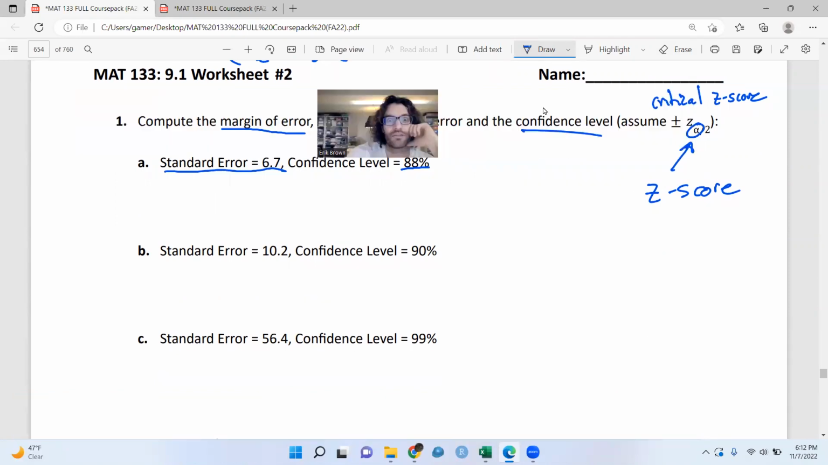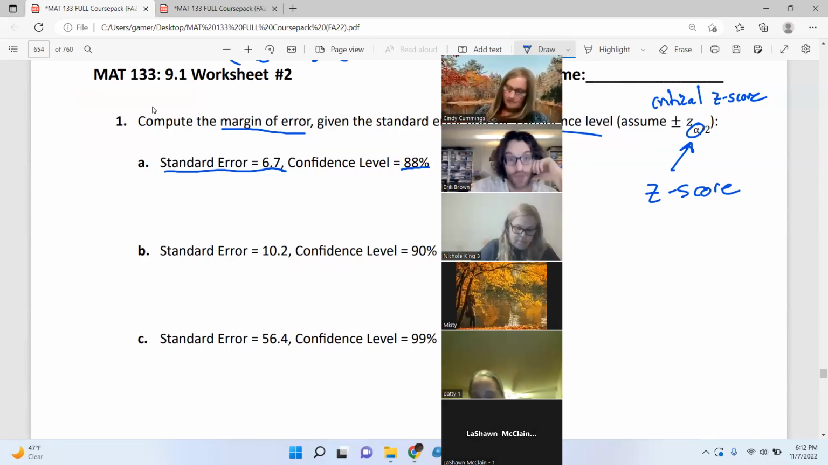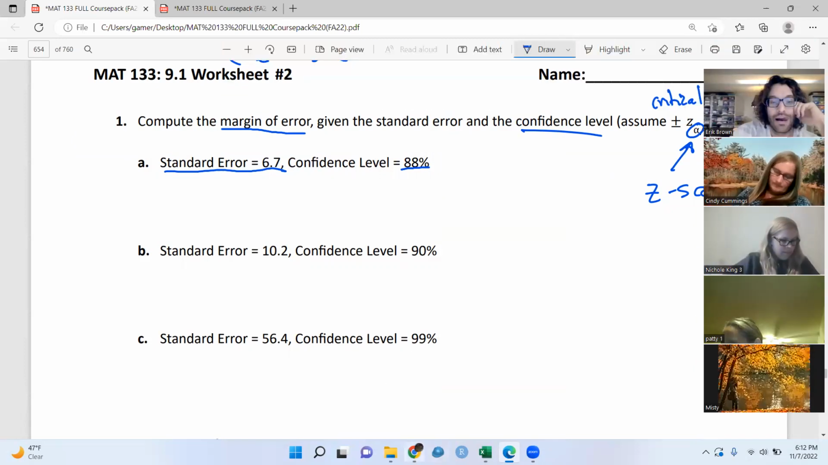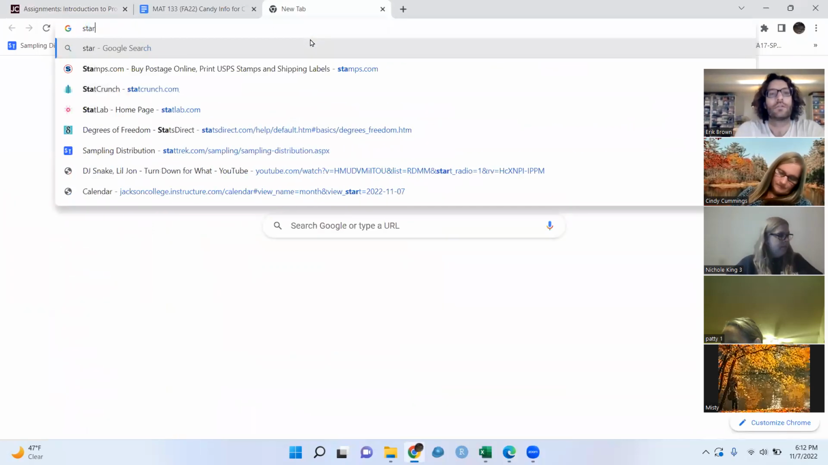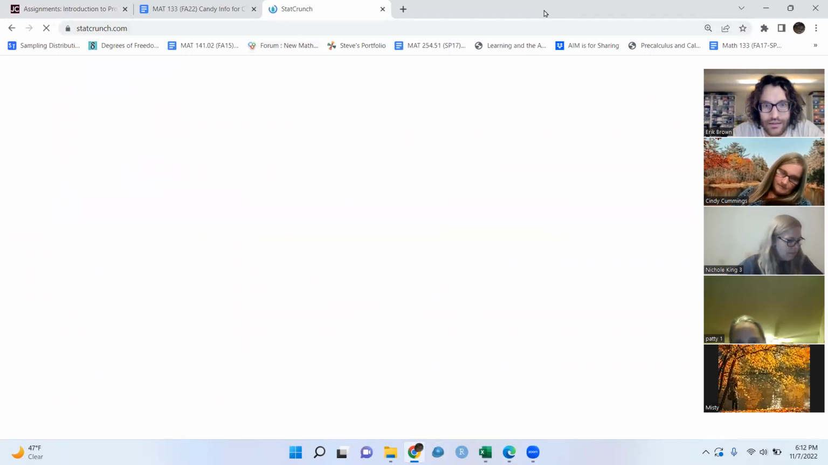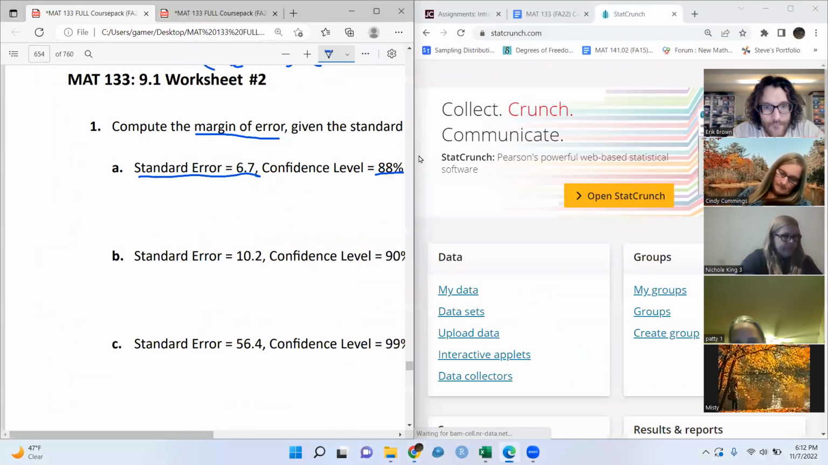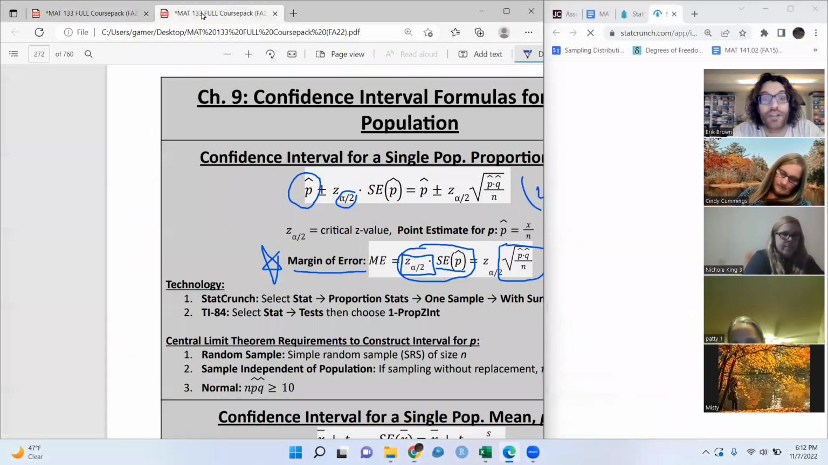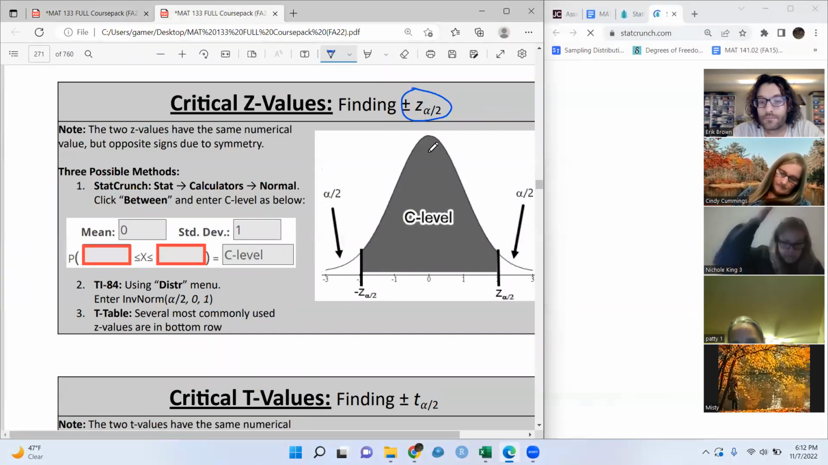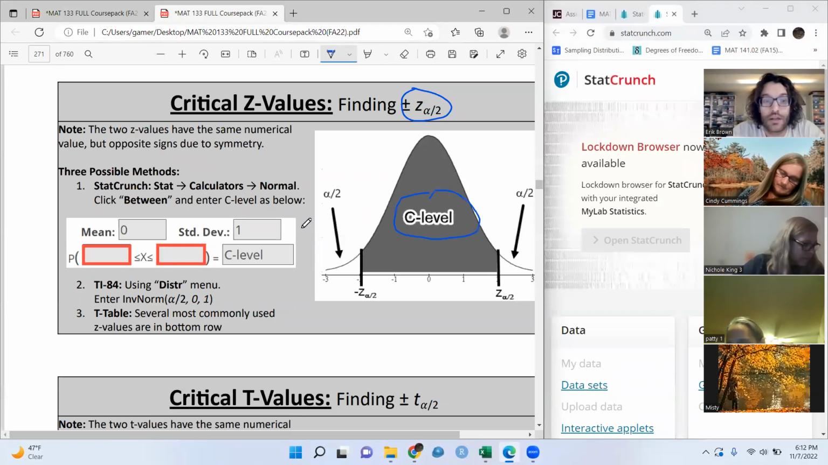Trick question. Can we find the critical value? That wasn't a trick question. You're right. We don't know it, but can we find it with the information that's been given to us? The answer is yes, but how? How would we find it? StatCrunch and chapter 7. This is how we're going to find it. We just need to know the confidence level, smash that in as the area for a between probability, and we'll get the plus or minus z alpha divided by 2, also known as the critical z values.